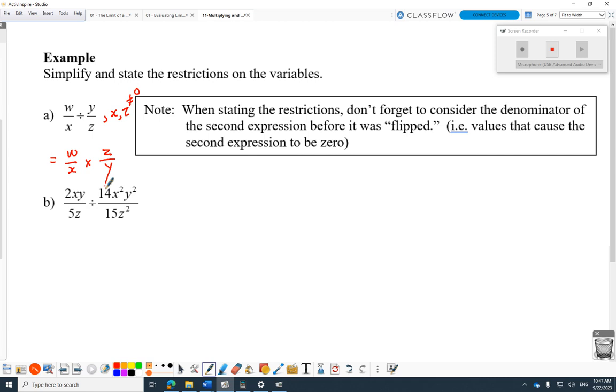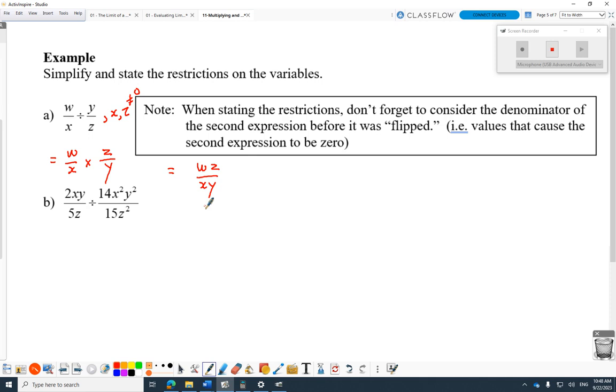Again, I could have just sent you home and said, go home and do that. Dividing fractions is multiplying by the reciprocal, and so what I get here is WZ over XY. You're like, now I feel like you're wasting my time, Mr. Todd. That feels a lot like what we were already doing. And it is, except for one little thing.